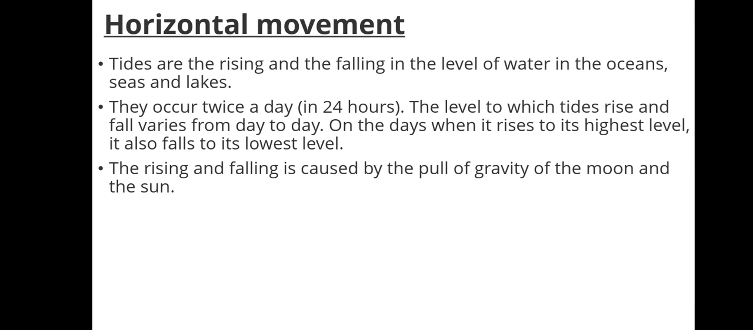Let's see the tides, which are also the horizontal movements. Tides are the rising and the falling in the level of water in the oceans, seas, and lakes. Basically, they occur twice a day in 24 hours. The level to which tides rise or fall varies from day to day. On the days when it rises to the highest level, it also falls to its lowest level. Now, the rising and the falling is caused by the pull of gravity of the moon and the sun. So tides basically are caused by the pull of gravity of the moon and the sun.